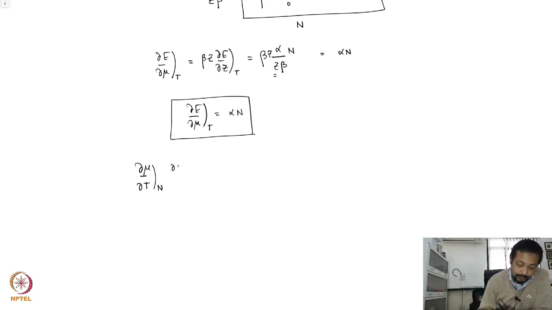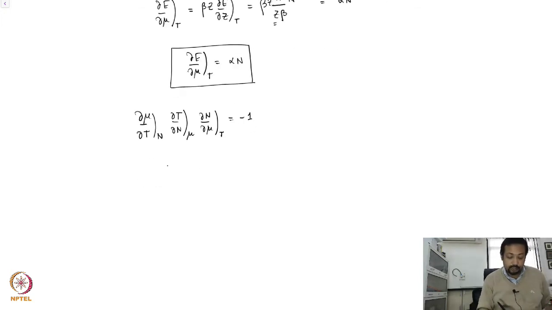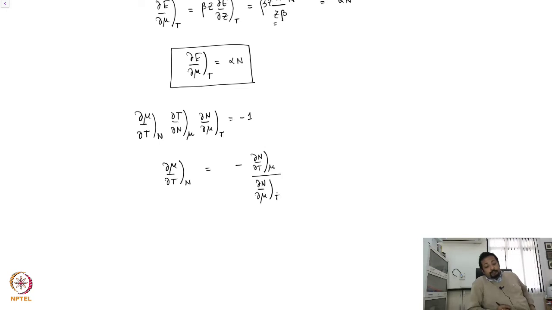This is going to be (∂t/∂n)_μ held constant, and (∂n/∂μ)_t held constant is going to be -1. Therefore, I have (∂μ/∂t)_n held constant is going to be minus (∂n/∂t)_μ held constant divided by (∂n/∂μ)_t held constant. So these are the two partial derivatives which I have to evaluate.